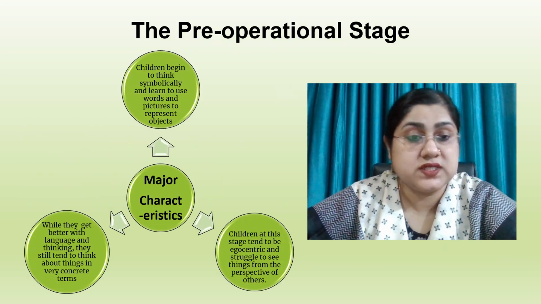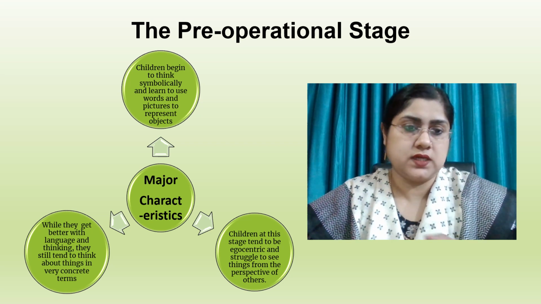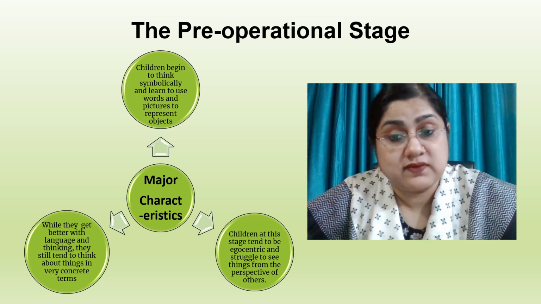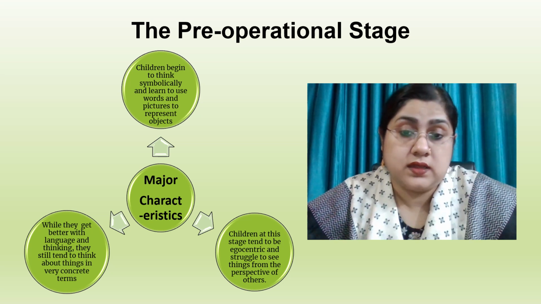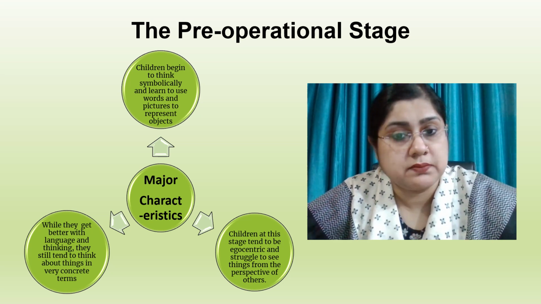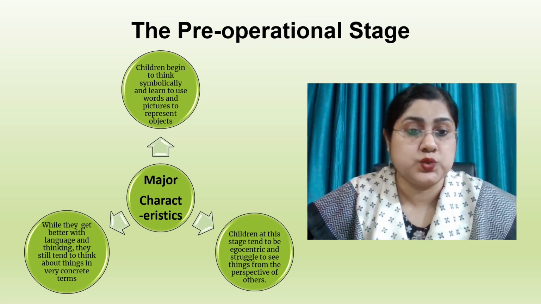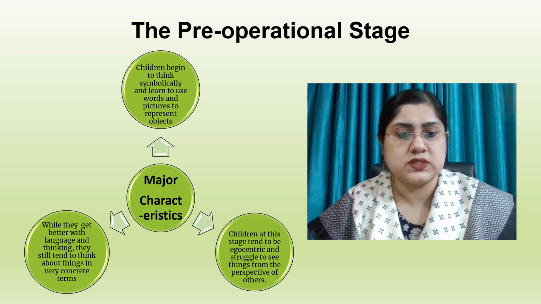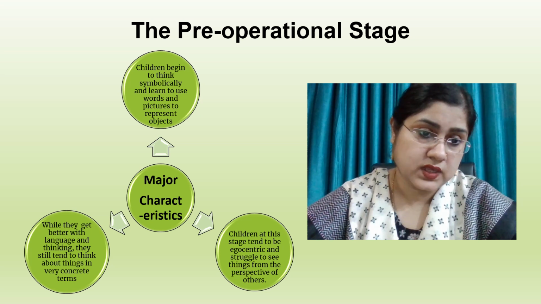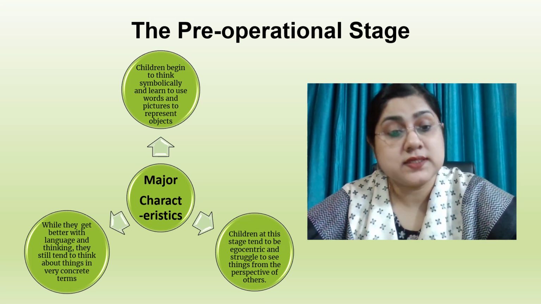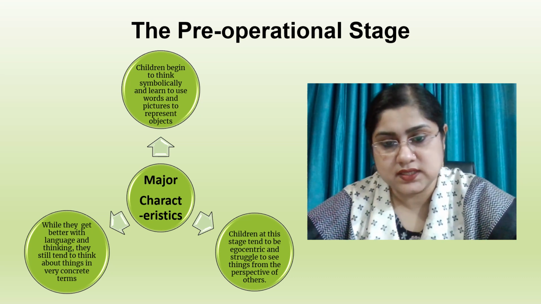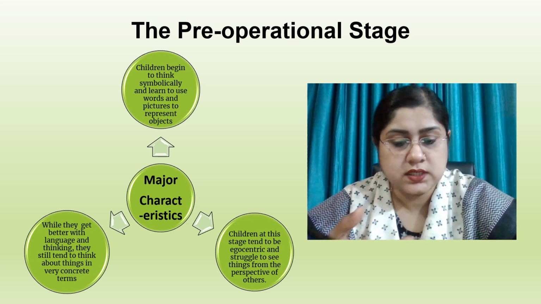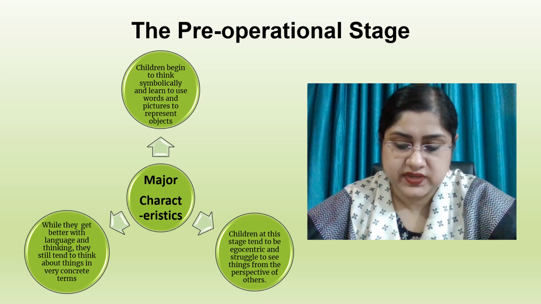Now comes the second stage, which is the pre-operational stage. This stage starts from the age of 2 years and goes on to the age of 7 years. The major characteristics and developmental changes seen in this stage are that children begin to think symbolically and learn to use words and pictures to represent objects. Children at this stage tend to be egocentric and struggle to see things from the perspective of others. While they are getting better with language and thinking, they still tend to think about things in very concrete terms. So these are the majority of the features seen in children of age 2 to 7.